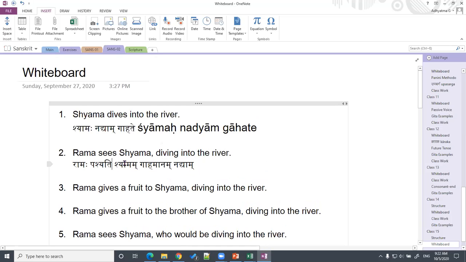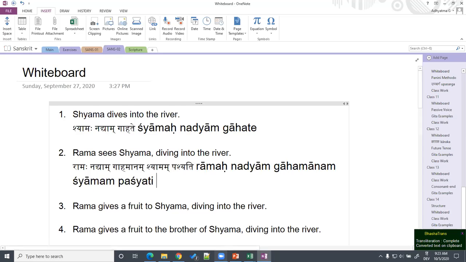So generally, the way you will make this sentence, the order would be like this generally. Rama Gahamanam Shyamam. Rama. Ramaha Nadyam Gahamanam Shyamam Pashyati. That's how you will make the sentence.